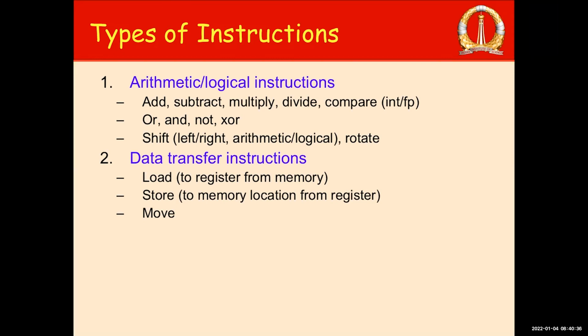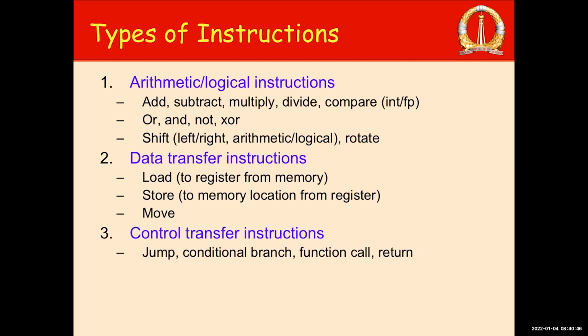If it is a complex instruction set machine, it could also involve transferring data from one set of memory locations to another set of memory locations using a move instruction. Then of course we have the control transfer instructions which enable control transfers, for example, unconditional jump instructions or conditional branch instructions. And also you have instructions for performing function calls and returns and so on.